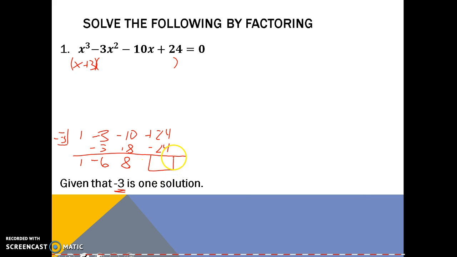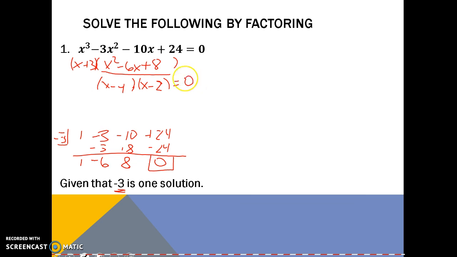8 times negative 3 is negative 24. And I do get a remainder of 0, which means x plus 3 is a factor and negative 3 is a solution. And my other factor is x squared minus 6x plus 8. And then hopefully I can factor this factor again. So I'll have x times x, that gives me x squared. And then I need something that multiplies together to give me 8, but adds up to negative 6, like a negative 4 and a negative 2. And so that's how I would factor this factor.